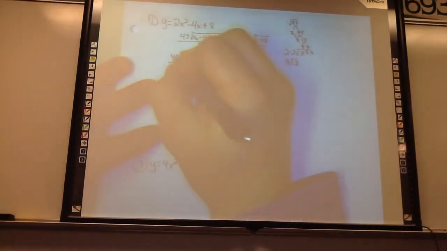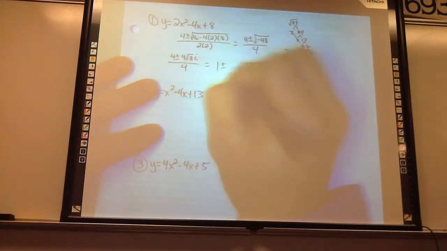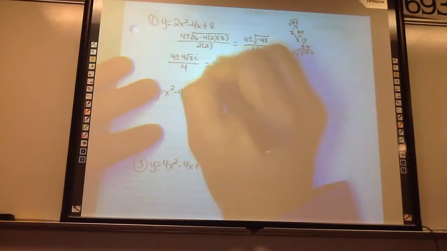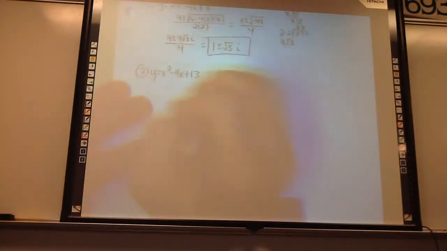We'll just divide them both by 4. 4 divided by 4 is 1. 4 divided by 4 is 1. So it's 1 plus or minus root 3, which is just the square root of 3i. There's your answer: 1 plus or minus the square root of 3 times i. Got it right. Same thing on every single one.